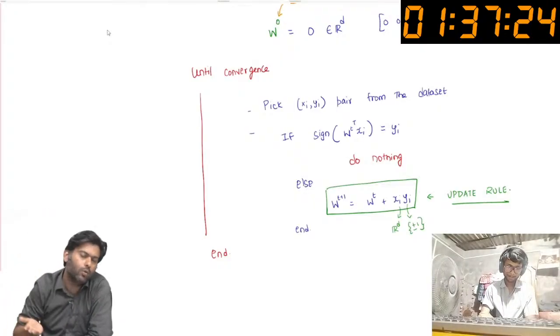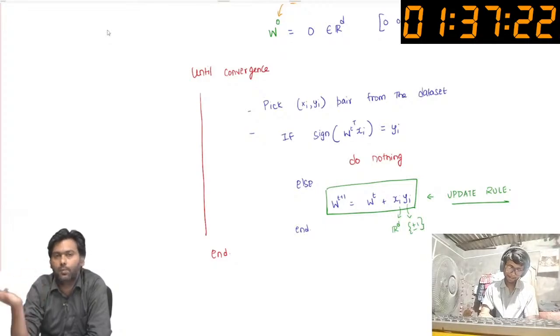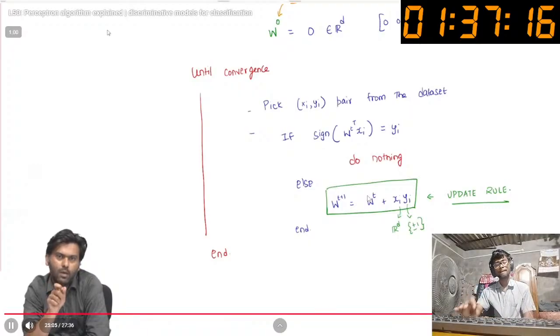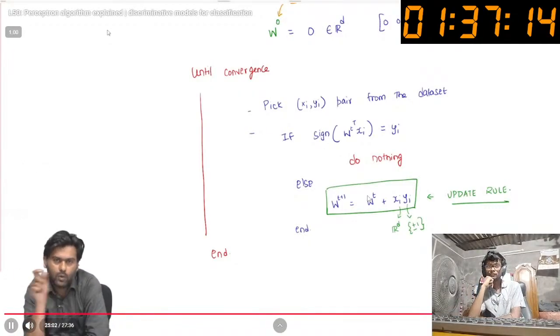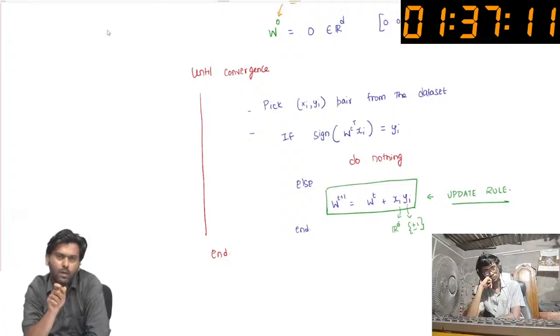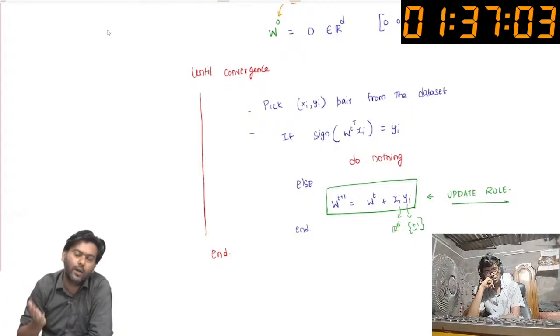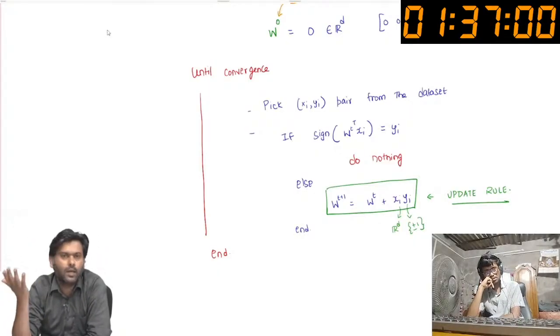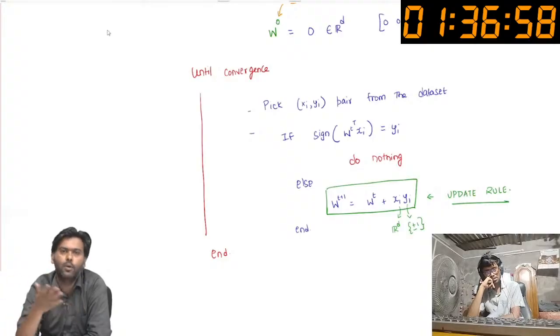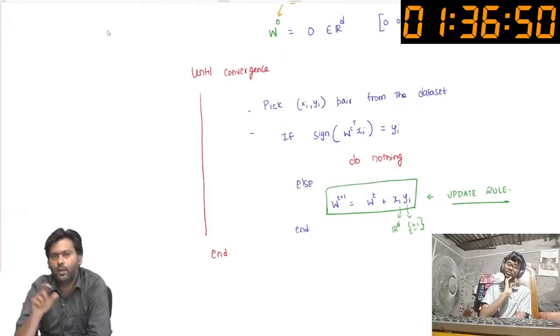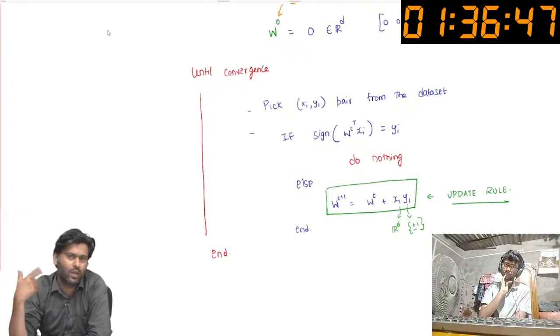And now, for this new W, you go through all the data points, see if it predicts correctly all data points. If it does, then you are done. You have found a W that works, that has 0 error. Otherwise, you would have found a point where this W makes a mistake, and you will add that point multiplied by its label to the current point, and you keep doing this.